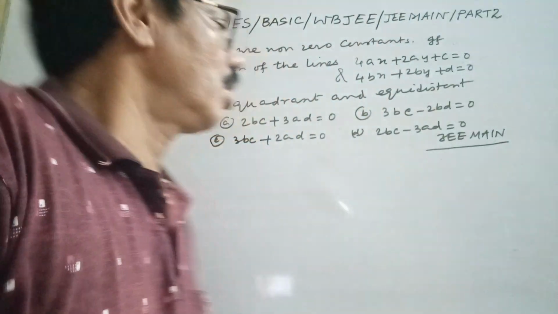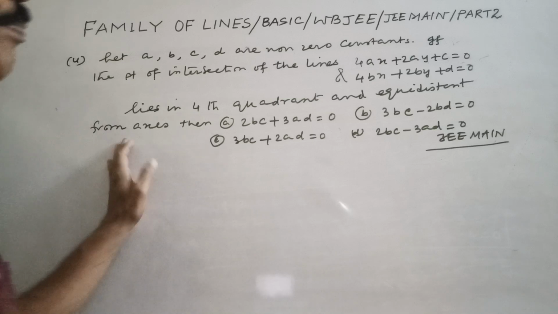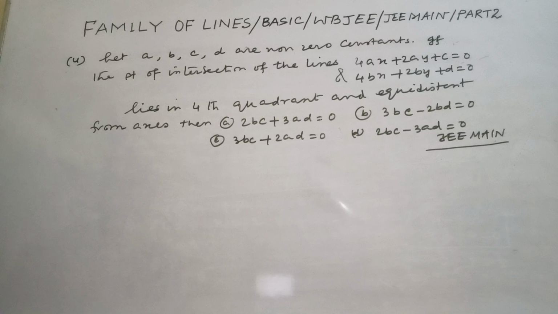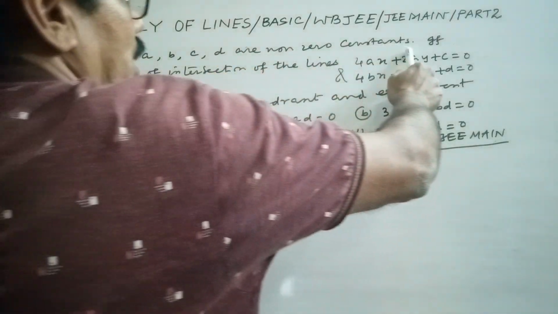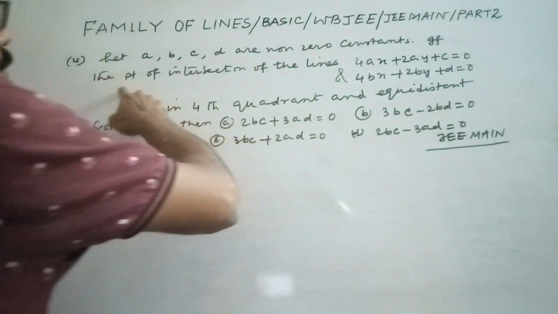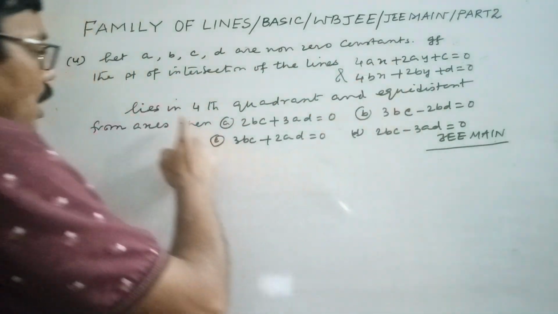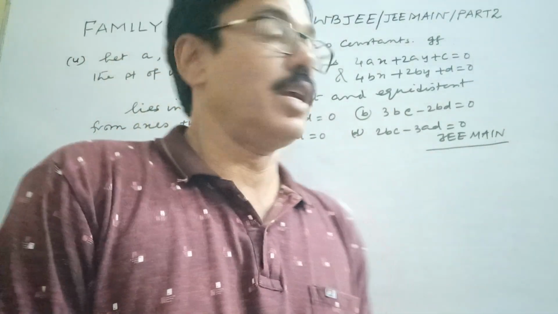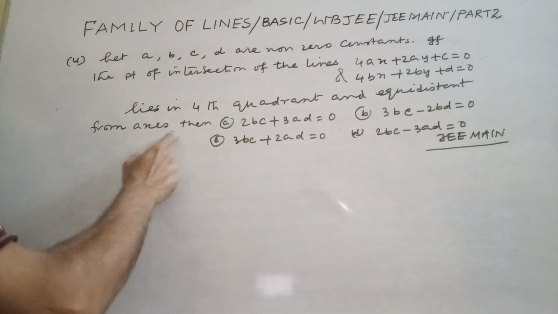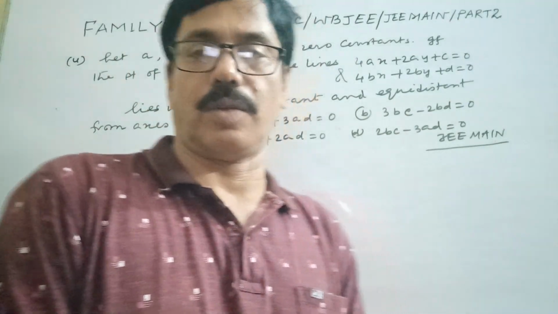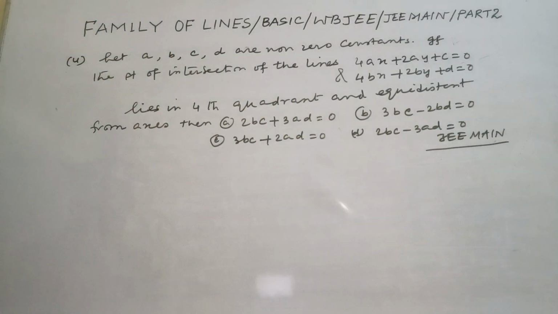Now one more problem. So this is a problem of JEE. If a, b, c, d are non-zero constants, if the point of intersection of this and this lies in the fourth quadrant and is equidistant from the axes, then find the correct option.